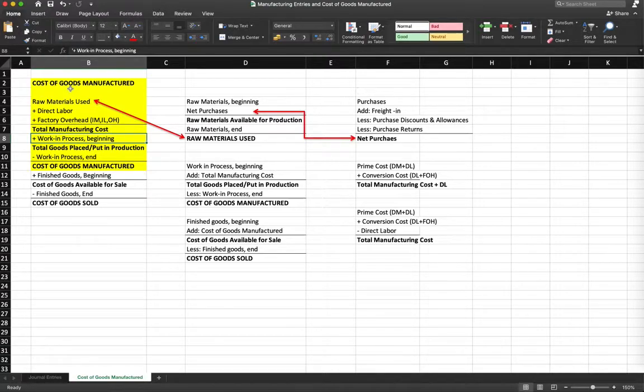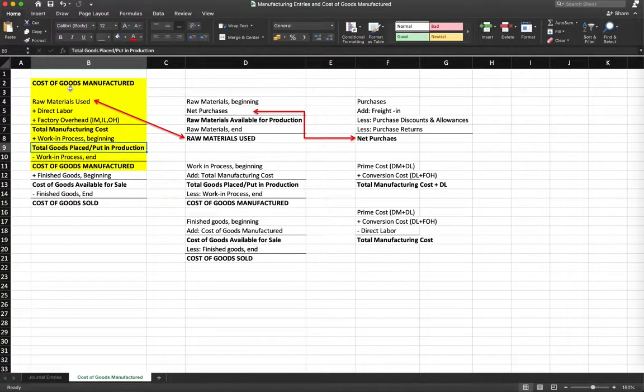So, pag isasama mo yung mga hindi na natapos last year, yan yung work in process beginning mo, plus yung mga goods in process or yung mga nilagay sa production during the year, that would be your total cost of goods placed or put in production. Yan yung total cost ng lahat ng mga nilagay natin sa production for the year. Tapos, at the end of the period, ito na lang daw yung mga hindi natapos. Yung work in process end, ganito na lang. So, ibig sabihin, what is the difference?